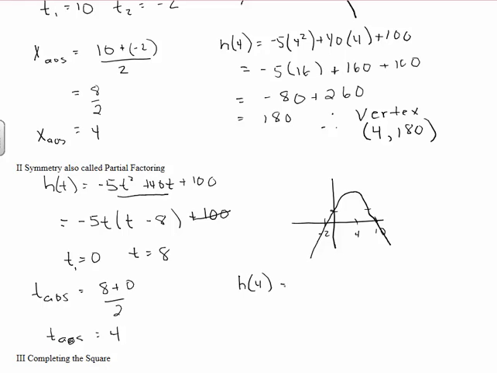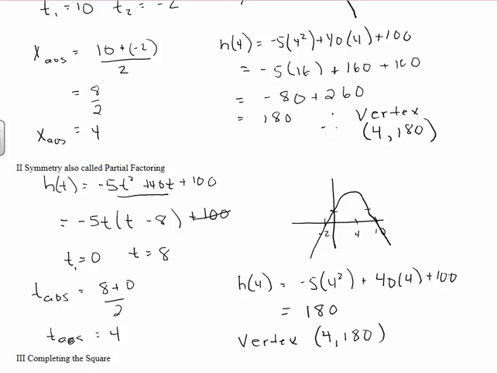So when it's 4, we have negative 5 times 4 squared, plus 40 times 4, plus 100. So I don't need to go through those exact calculations again for you to show you that it is 180. So our vertex then, just to answer the question, if you partial factor, happens at 4 and 180.